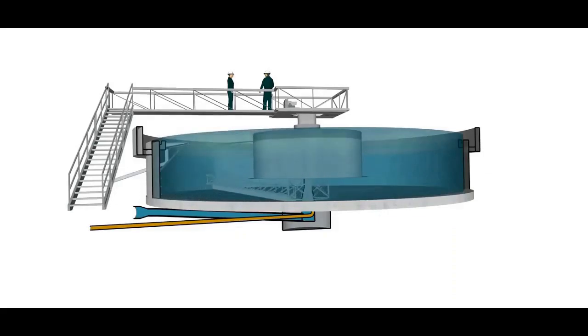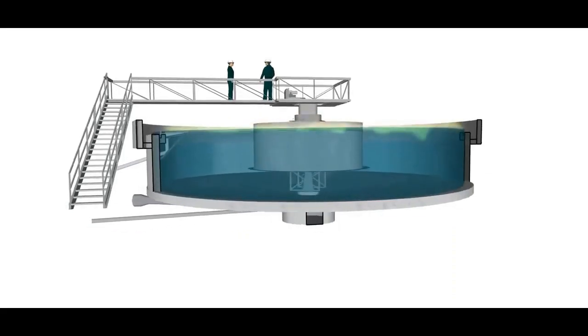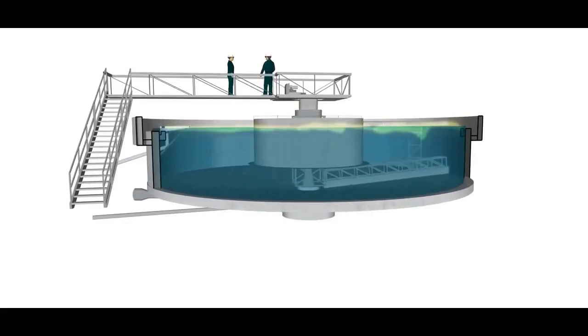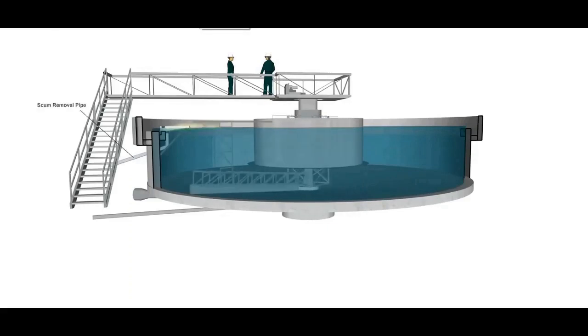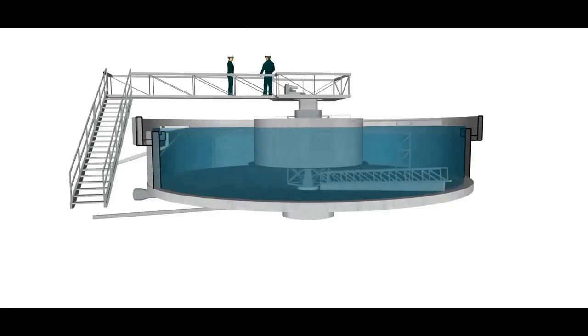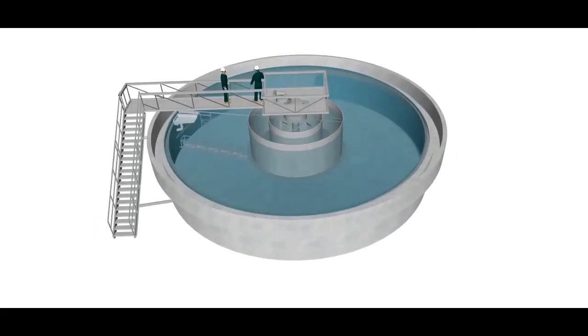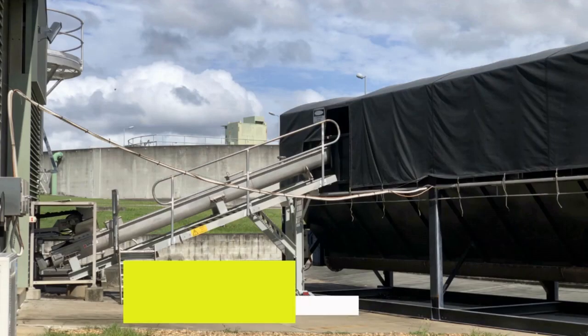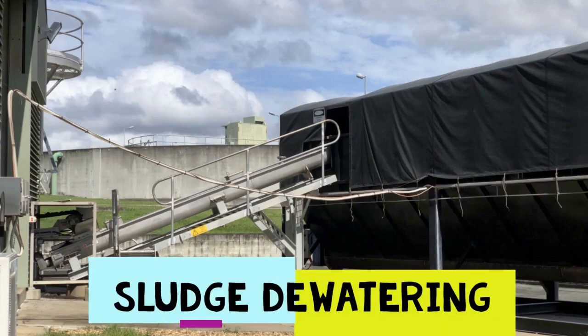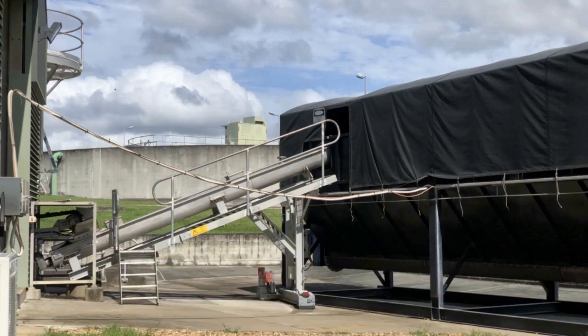There is also a considerable growth of flocs on the top. This is skimmed out with the help of a skim removal mechanism arm. The pure water from the clarifiers is ready to be disinfected, whereas the sludge from the clarifiers goes to the sludge dewatering process.